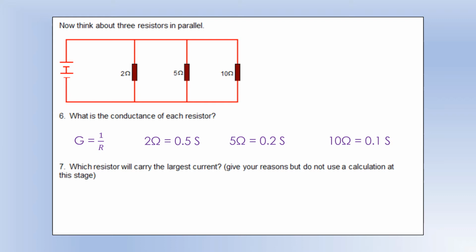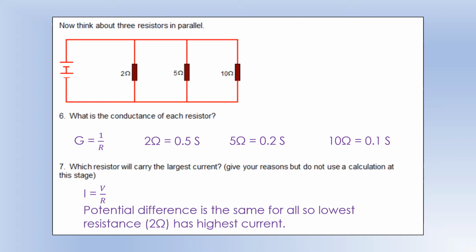It's not seconds. So which resistor will carry the largest current? All of these 3 resistors here have the same potential difference across them, so that's not going to be a factor here. If they have the same potential difference, the one with the smallest resistance is going to have the biggest current. Or another way of phrasing that is the one with the biggest conductance is going to have the biggest current. Those two are the same thing. So the 2 ohm is going to have the biggest current here.